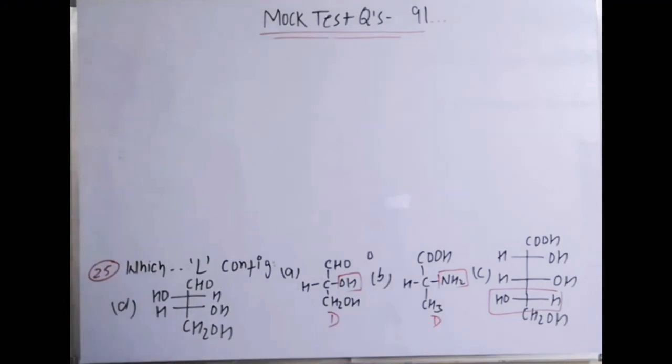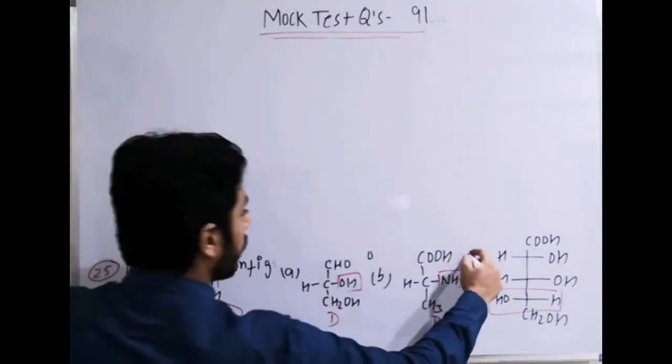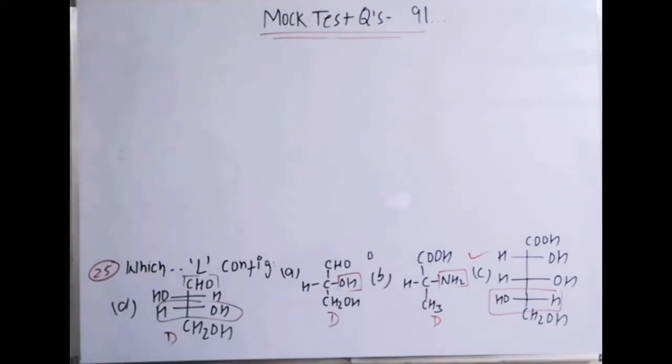Okay. Then here CHO on the top, correct way to represent it is CHO here, CH2OH at the bottom, it is the most oxidized carbon. Highest number chiral center is this one, it is OH on the right side, it is D configuration. Answer is C.